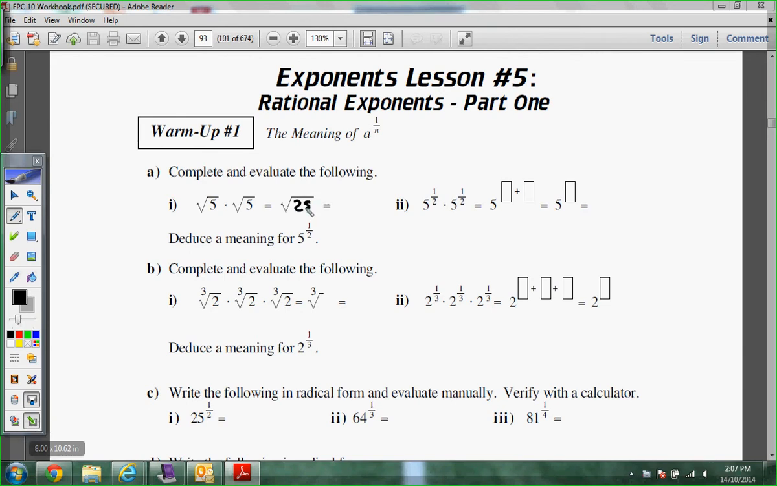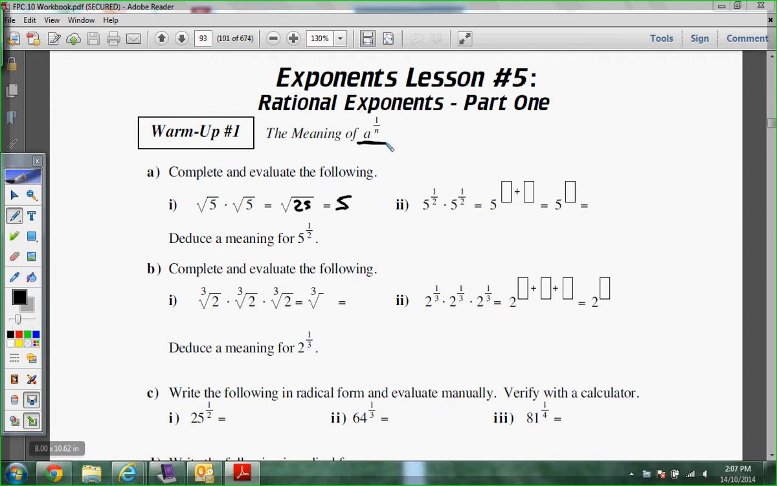Root 25. Okay, root 25, square root 25 is 5. So we're trying to figure out what 1 over n is, the meaning of a to the 1 over n.